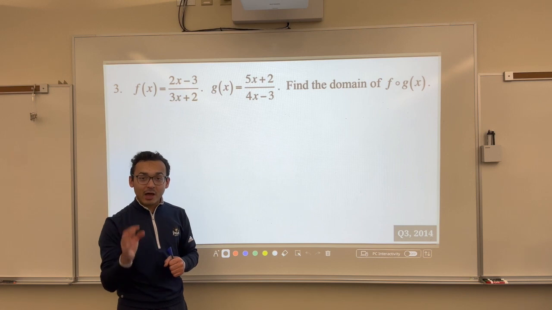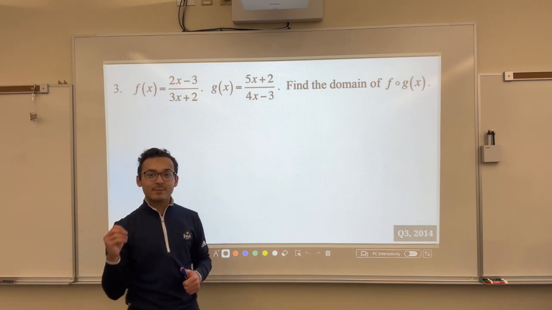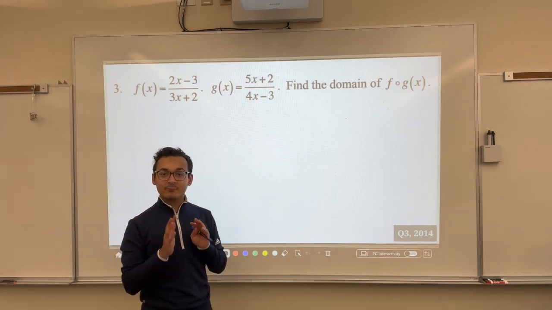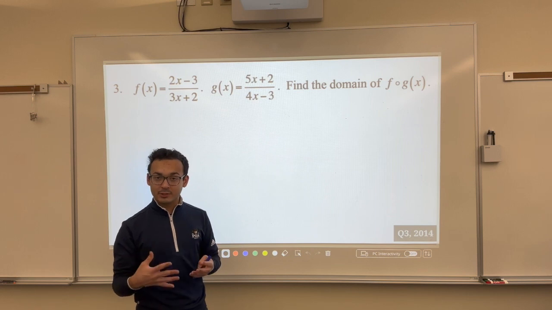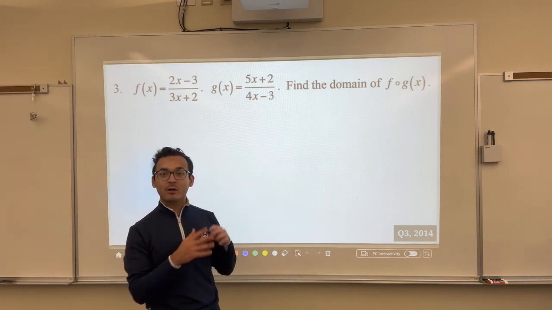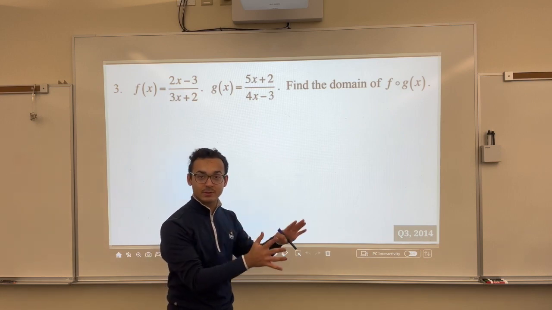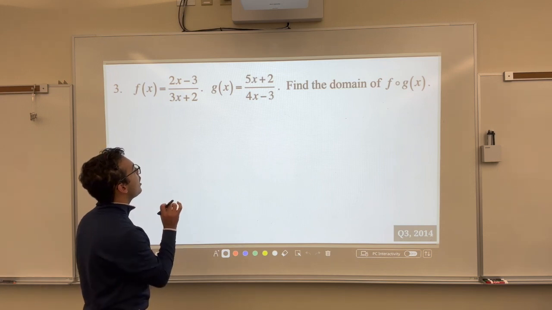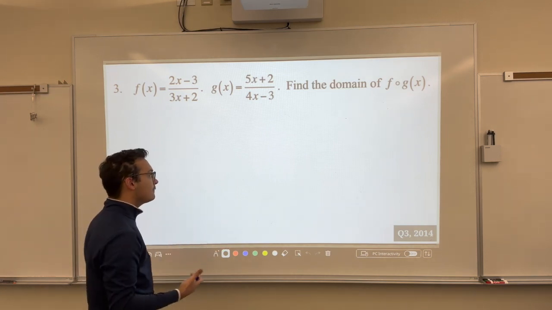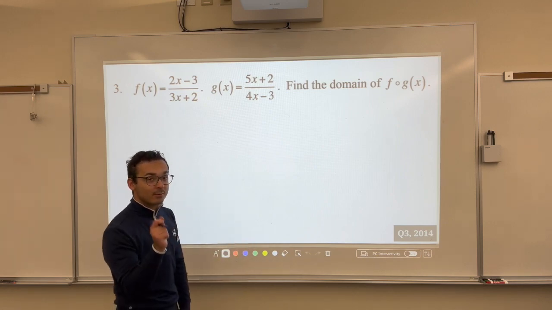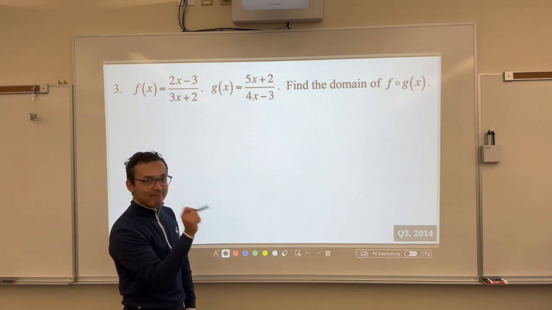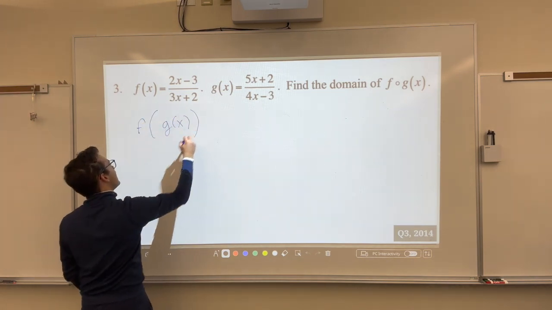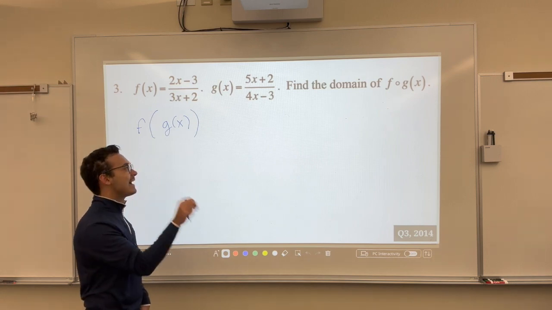Alright, so here we have another compound function problem, but this time it's in the context of domain. Domain is the set of all valid x values for the function, and if it were asking about range, that would be all valid y values, or all valid outputs of the function. But we're dealing with domain, so it's going to be inputs. So we are trying to find, what are the valid inputs of f of g of x? So it's very important to think, what do we mean by f of g of x? We are solving for all of the valid x values.